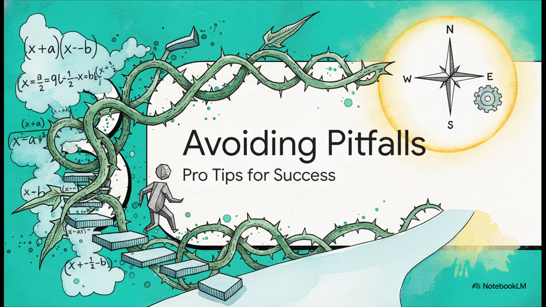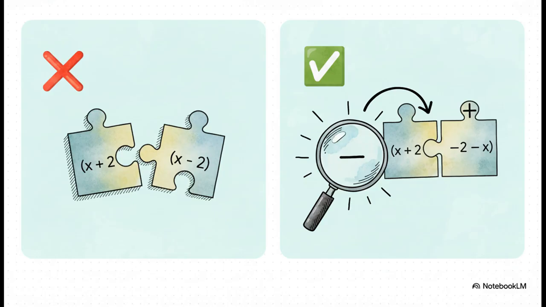You know, knowing the steps is one thing, but knowing how to fix things when they go wrong, that's what turns you into a pro. So let's talk about the most common mistakes and how you can sidestep them completely. Oh man, this is the big one. It's so frustrating. You do all the work, and you end up with something like x plus 2 in one part and x minus 2 in the other. They are so close, but they don't match. The solution is almost always to go back and look at your second group. Did you need to factor out a negative to flip those signs? I'm telling you, 9 times out of 10, that's the fix.